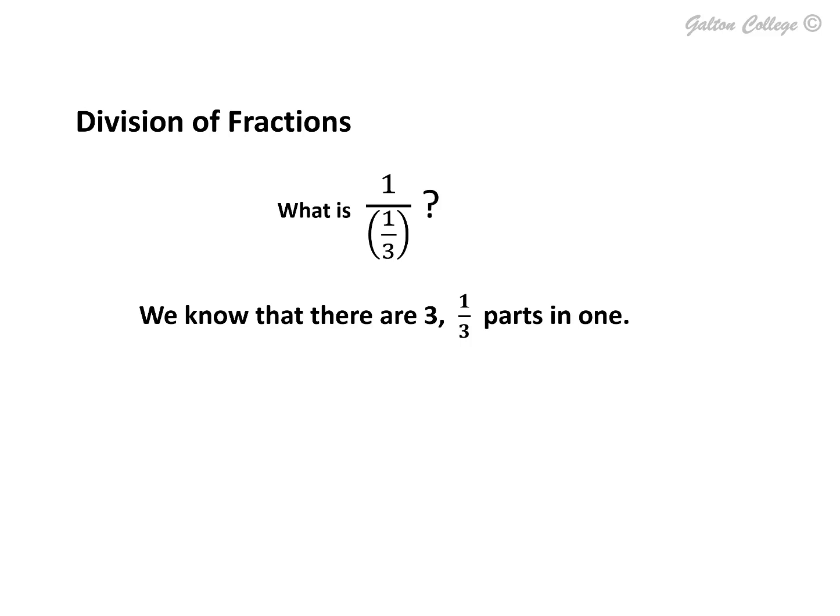We can divide up 1 into 3 equal parts. If we have a cake, imagine a cake, we can cut it into 3 equal parts. There are 3 of us who want to share this cake. We can cut it into 3 equal parts. So there are 3 thirds in 1. So 1 divided by 1/3 is 3. 1/3 plus 1/3 plus 1/3 is equal to 1.